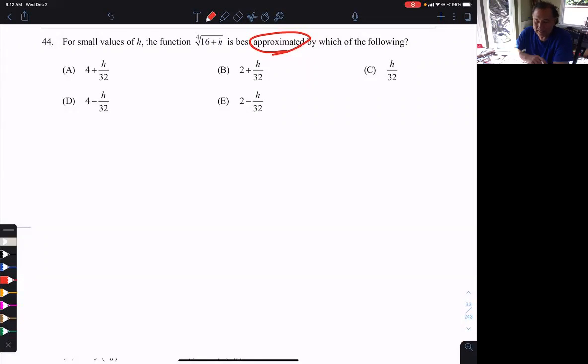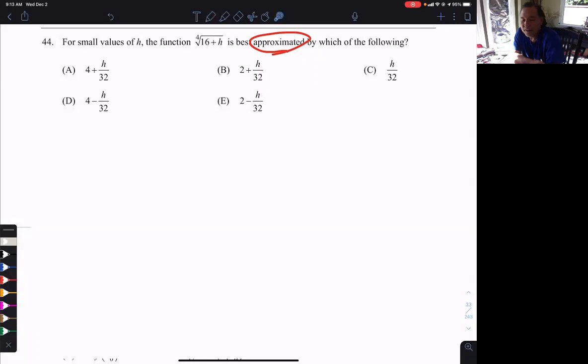This is 1973, number 44. And we're being asked to approximate the value of this for small values of h. So maybe like 16.1, where h is 0.1, or 16.01. Now, obviously, we don't have a calculator to figure this out, and it's h, so we can't plug in a number in a calculator.